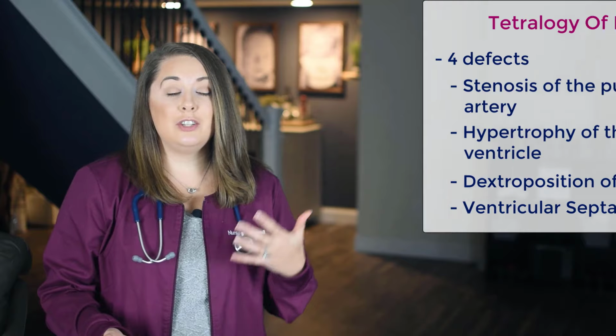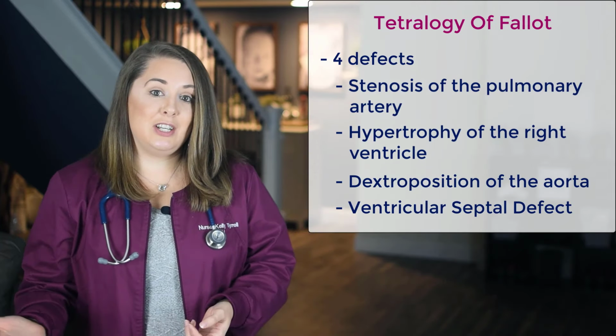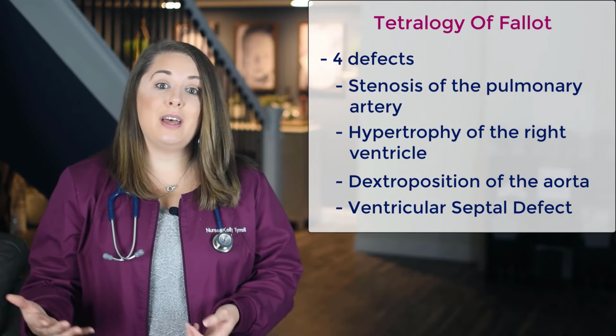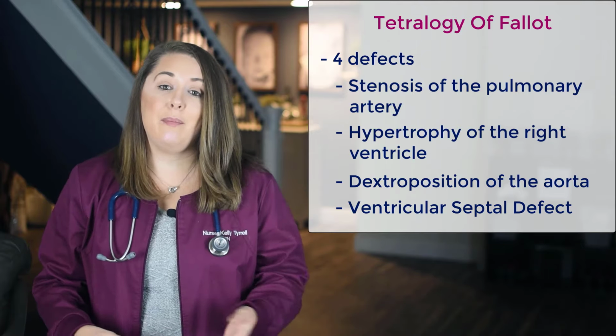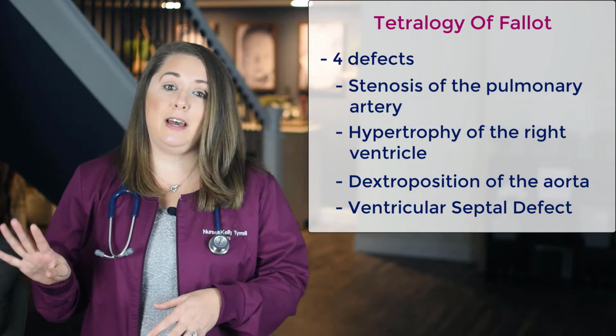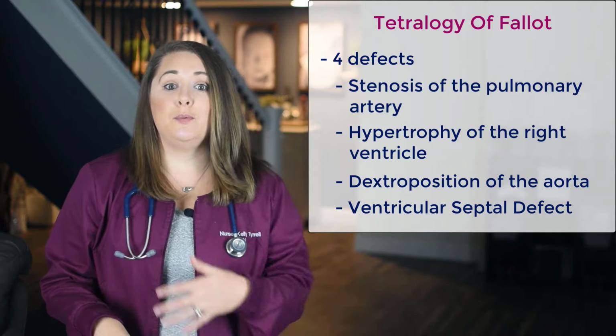All right, so next let's talk about a condition that I am way too familiar with that causes decreased pulmonary blood flow, which is tetralogy of Fallot. So this condition is actually what my older sister was born with, and it's the most complex condition because it actually involves 4 different defects. Hence the word tetra, which means 4.